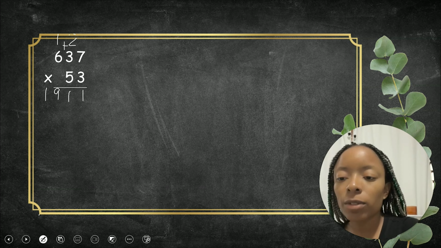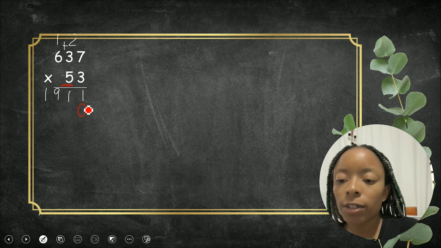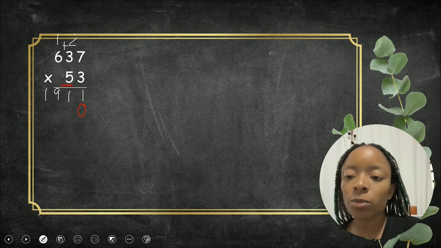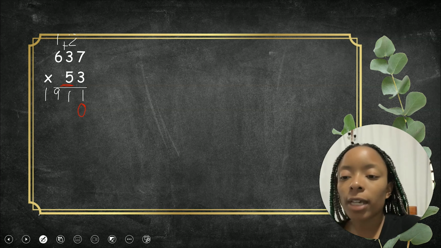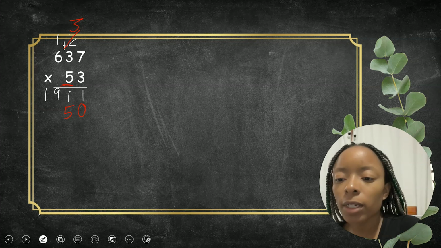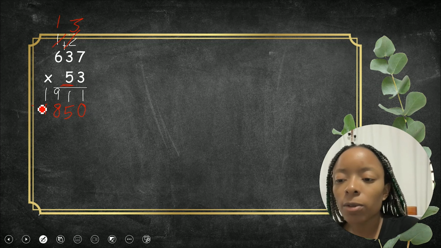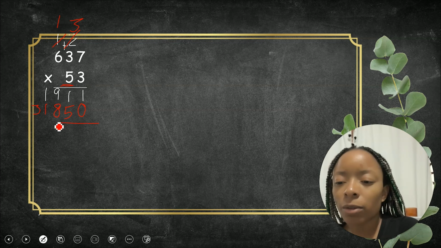And then we want to do the same thing again, but with the 5. First, let's write our 0, because we're working with the tens place. 5 times 7 is 35. Remember to regroup. 5 times 3 is 15, plus the 3 is 18. 5 times 6 is 30, plus the 1, 31. Then we want to add.